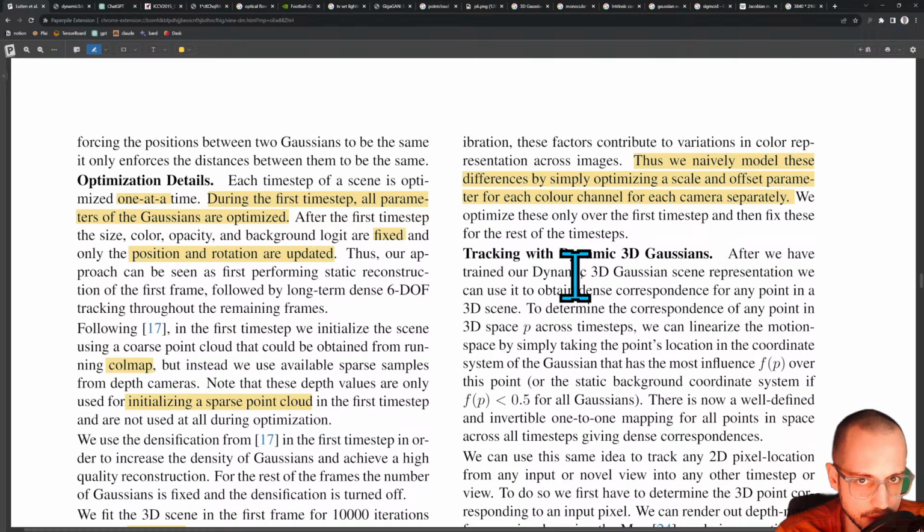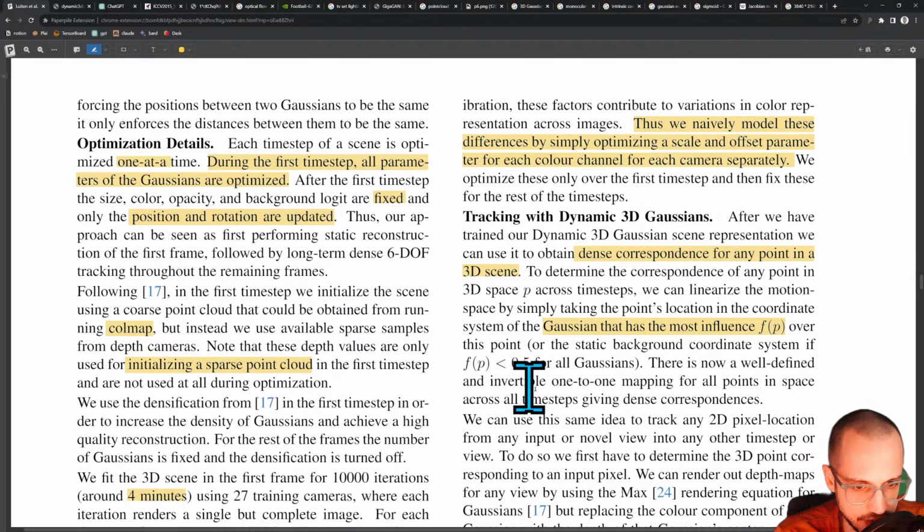After we have trained our dynamic 3D Gaussian scene representation, we can use it to obtain dense correspondence for any point in a 3D scene. So you can say this point corresponds to this point. To determine the correspondence of any point, we can linearize the motion space by simply taking that point's location in the coordinate system of the Gaussian that has the most influence over this point. So whichever Gaussian is the densest or least see-through has the most influence for that particular pixel. We're just going to assume that that is the Gaussian that represents that point, which, using their analogy of this being like a particle representation of the world, basically means that particle represents that thing.